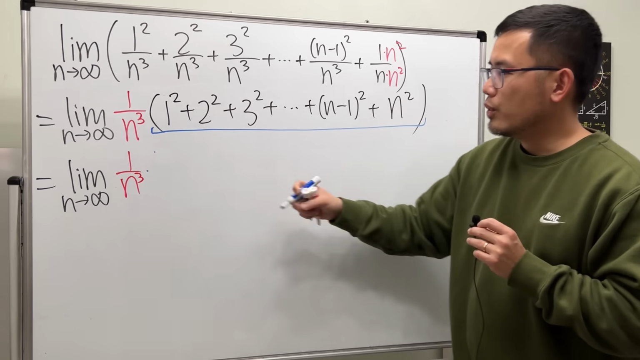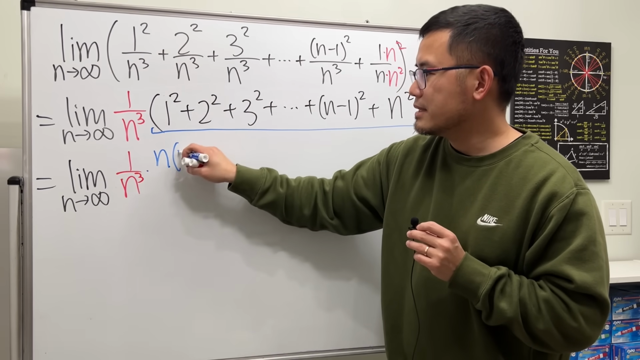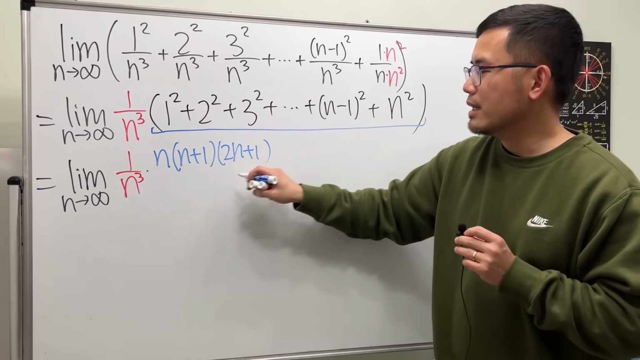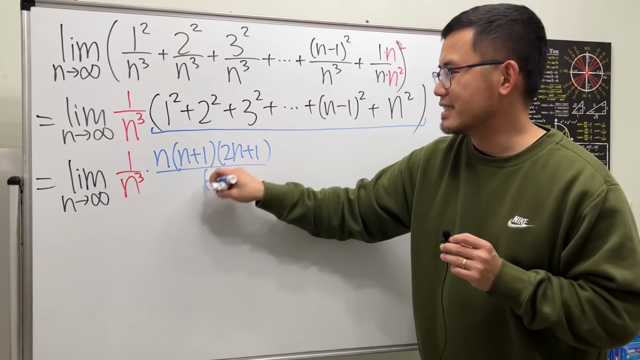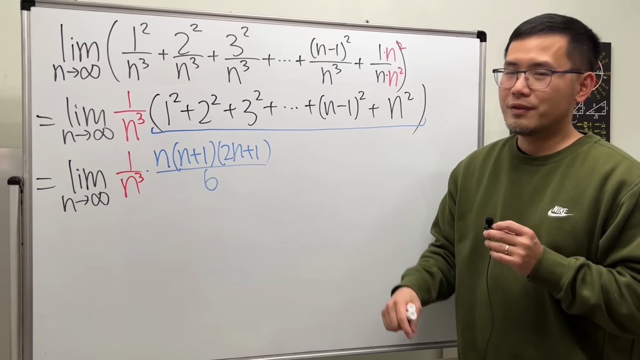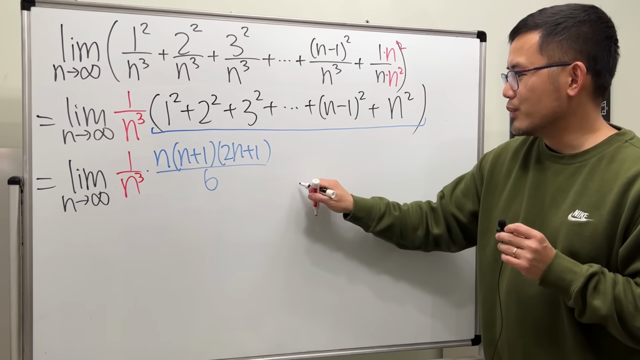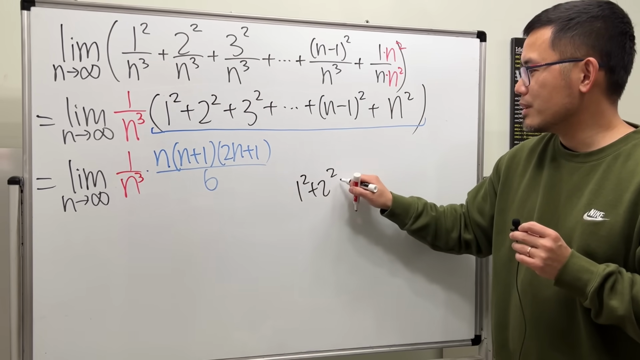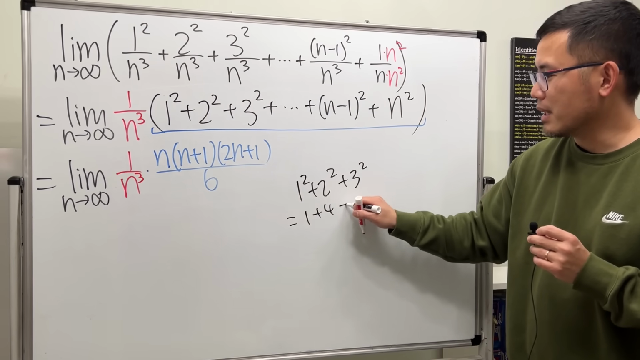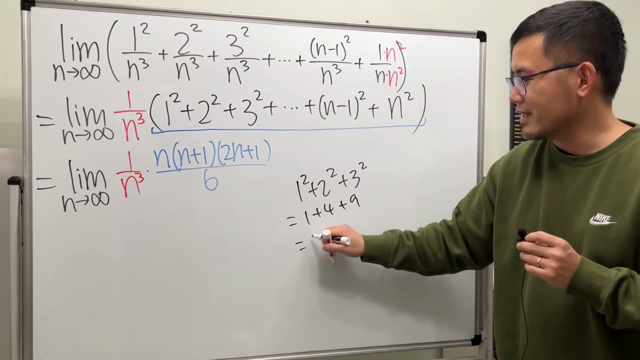Okay, first we have n on the top times n plus 1, and then times 2n plus 1, all over 6. All right, we can verify this real quick. For example, if you want to do 1 squared plus 2 squared plus 3 squared, of course this is just 1 plus 4 plus 9, which is equal to 14.